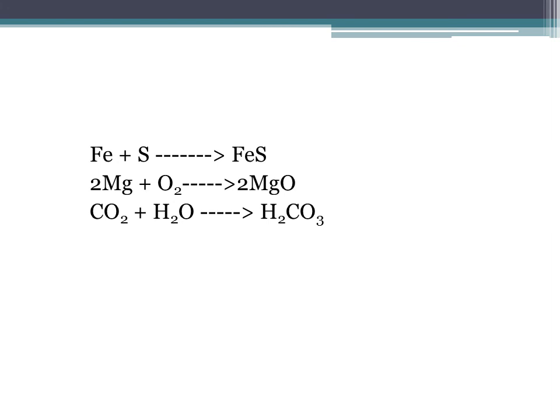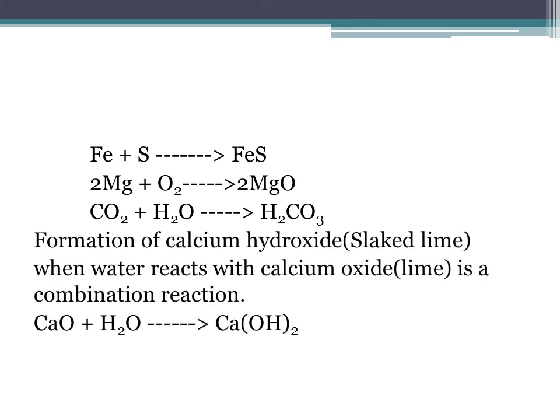Fe plus S gives FeS. See, two elements iron and sulfur combine to form a single product FeS. Same way 2Mg plus O2 gives 2MgO. Then two compounds CO2 plus H2O combine together to form a single compound H2CO3. These are examples of combination reactions.